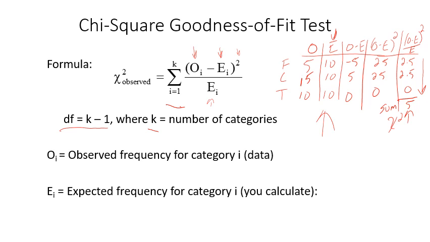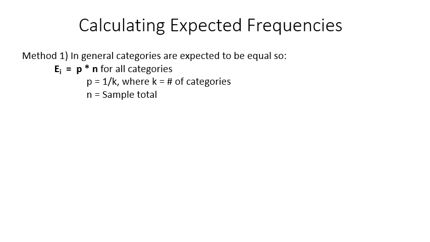Let me get to the next slide and we'll talk about that a little bit more, because there are multiple different ways to calculate expected. So when we're calculating expected frequencies, as I said, the hardest part of doing chi-square tests is calculating expected. When we get to the test of independence, it's a bit easier, but for this, let's look at 3 different methods for calculating expected. So, in general, all categories are going to be expected to be equal.